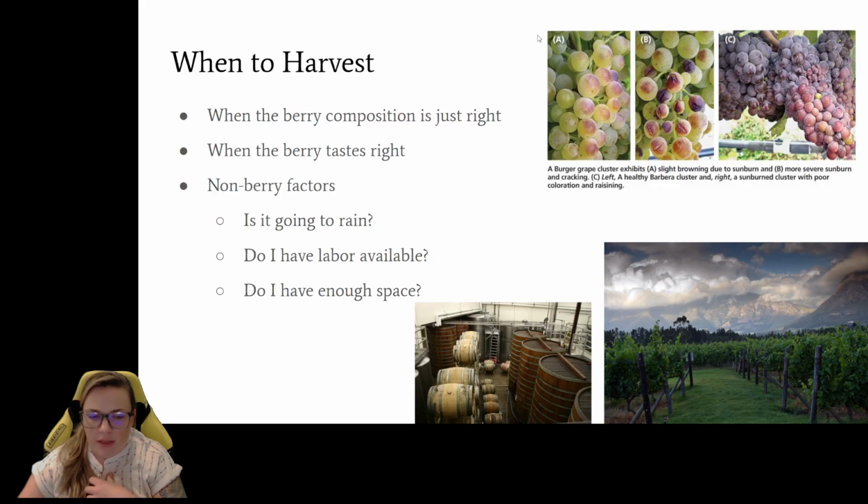Cool. Here's just a couple pictures of some factors too, like berries can be sunburnt over time, which can be really severe, right? If you see this kind of blush color on white grape varieties, you can see some severe sunburn. Here at B, C, we have a healthy Barbera cluster on the left, and on the right, this is a sunburnt cluster with poor coloration and raisining as well. So things can look like that too.